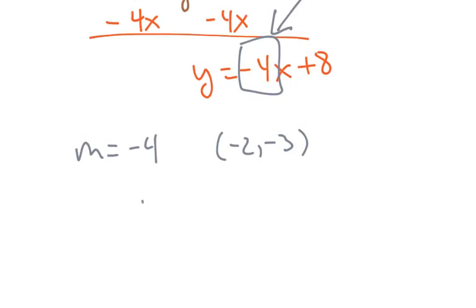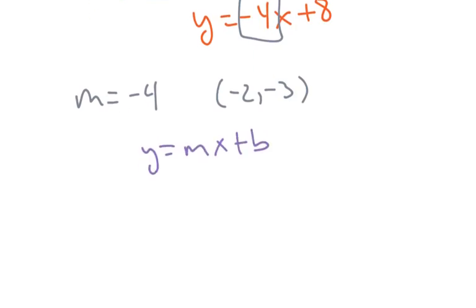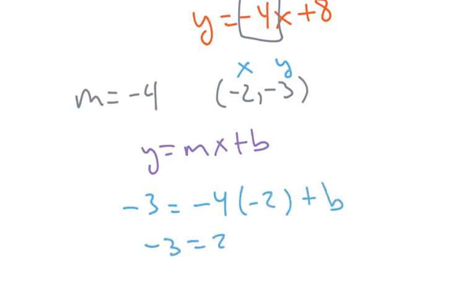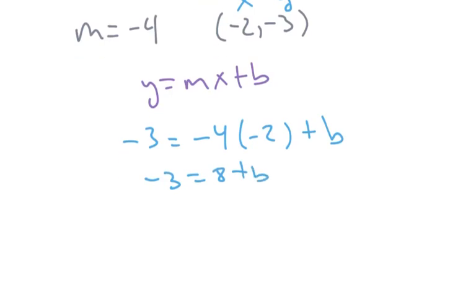And I can use y equals mx plus b to solve this. So I'm just going to substitute back in. M is negative 4. Y is negative 3. X is negative 2. I'm going to solve for b. So negative 3 equals 8 plus b. Subtract 8.